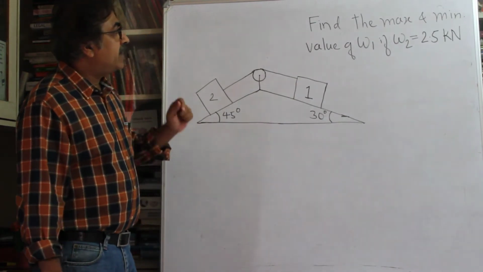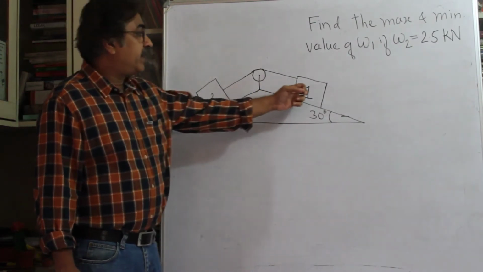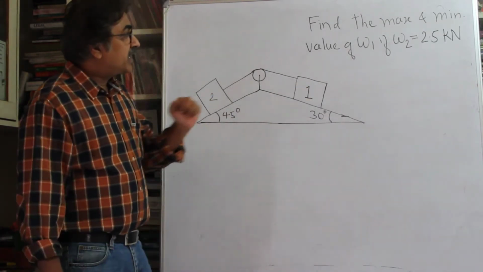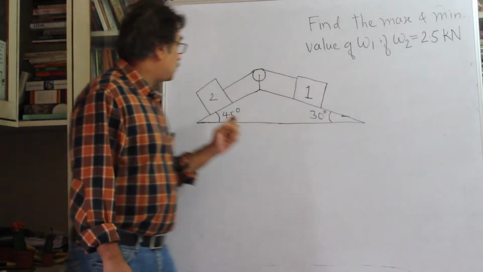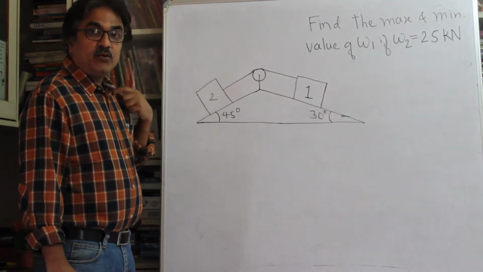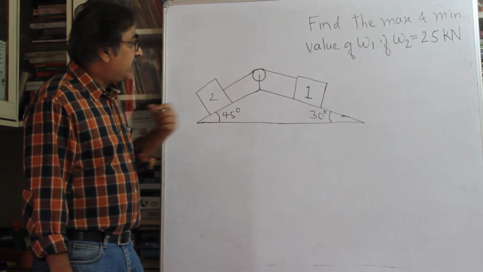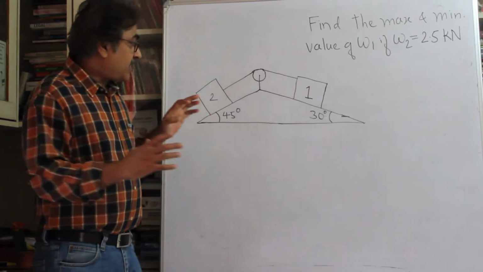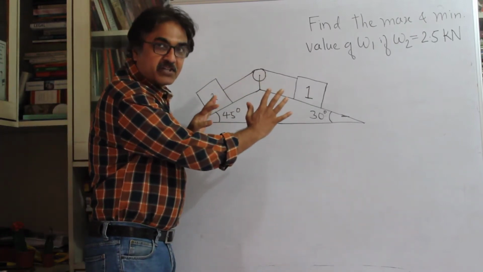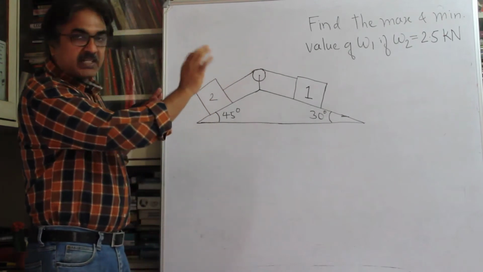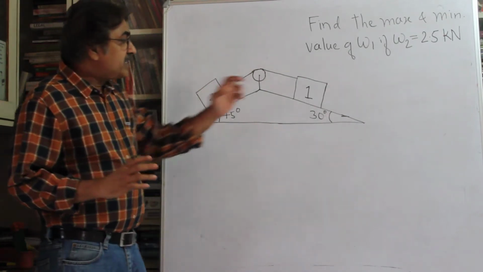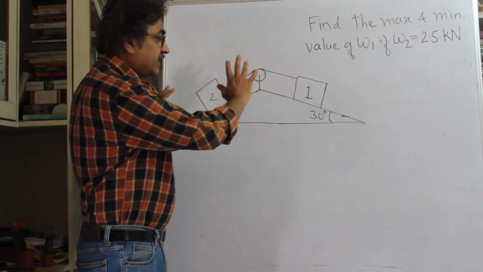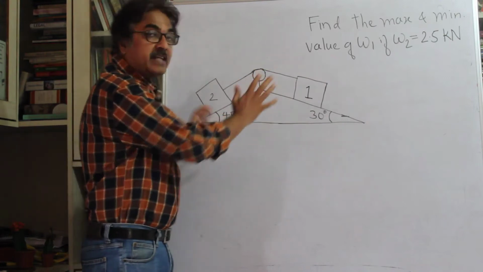We want to find out the weight of body 1, its maximum and minimum value. What you are given is the weight of body 2, that is W2, right? You are given W2 and you want to find out the maximum value of this and the minimum value of this for this to be stationary. So what is the maximum value and what is the minimum value? And in both cases, it should be under static equilibrium.